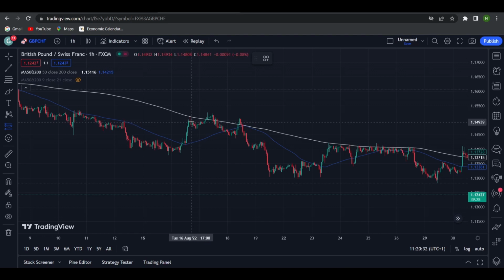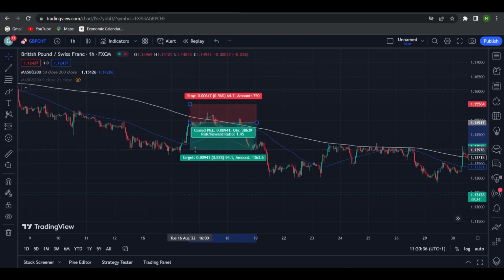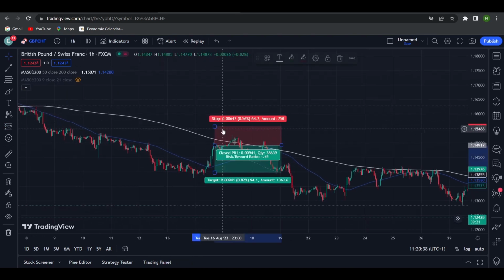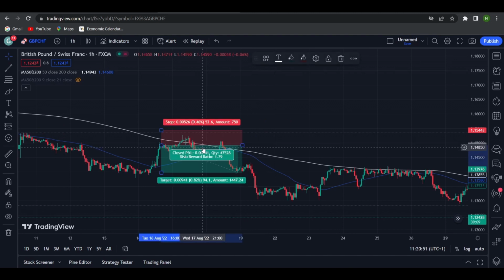So the first one that we got here is this one. So setting my take profit around the previous low, and then setting my stop loss around the previous high. So the previous high was this one right here. So the previous time that it retraced was here. So I'll place that slightly above that, and we got this trade.